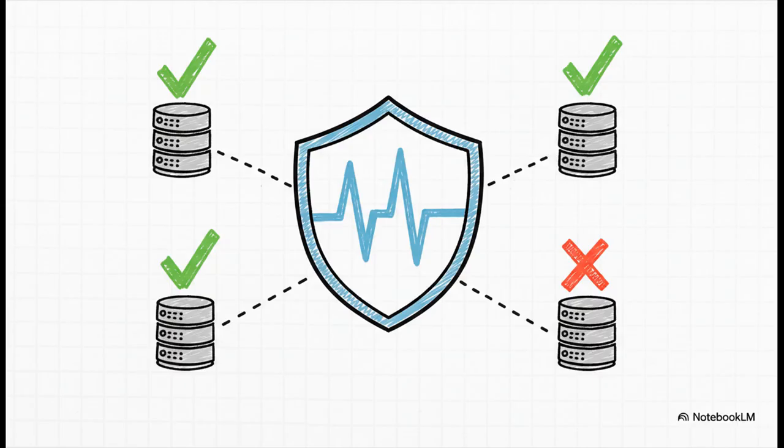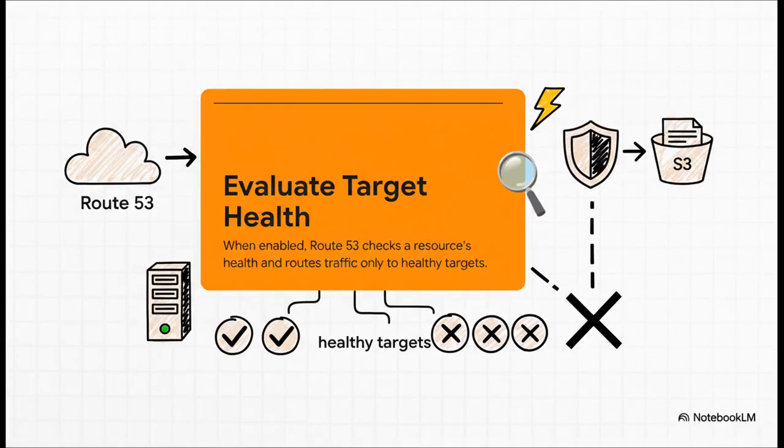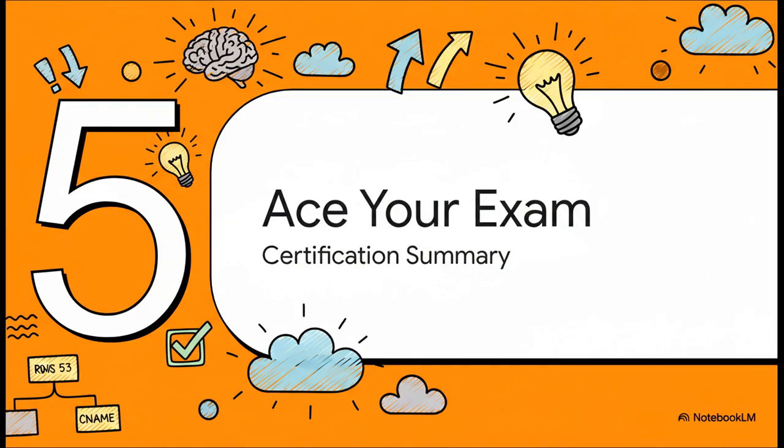Now for what is arguably the most powerful feature of all, especially when you're building resilient, fault-tolerant systems. I'm talking about the ability to integrate directly with AWS health checks. There's a setting called Evaluate Target Health. When you turn this on for an alias record, Route 53 does something amazing. It actually monitors the health of the resource it's pointing to. So if all the instances behind your load balancer become unhealthy, Route 53 knows, and it will automatically stop sending traffic there, enabling DNS-level failover. That is so powerful.